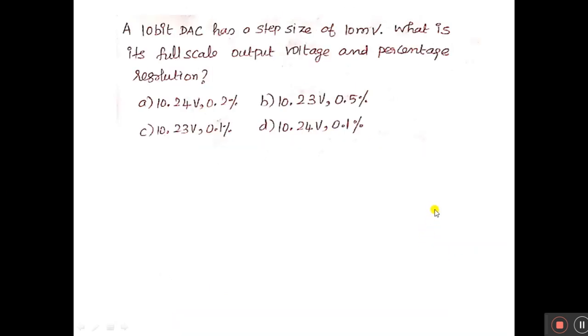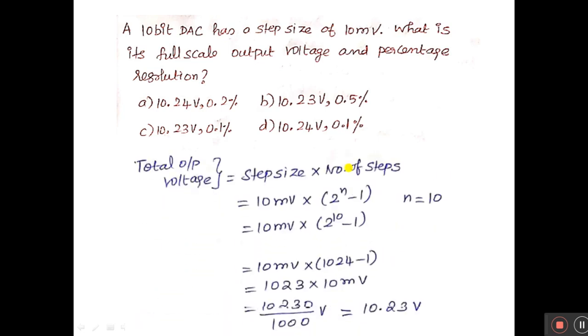The next question: a 10-bit digital to analog converter has a step size of 10 millivolt. What is its full scale output voltage and percentage resolution? Option A 10.24 volt, 0.2 percentage. Option B 10.23 volt, 0.5 percentage. Option C 10.23 volt, 0.1 percentage. Option D 10.24 volt, 0.1 percentage. So you can see the solution. It is directly a formula, very simple one.